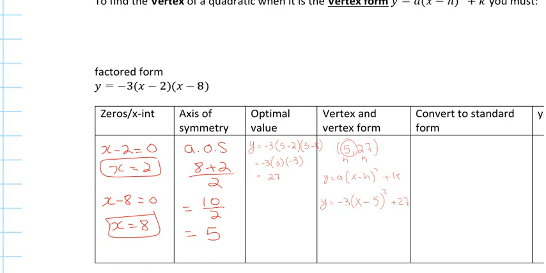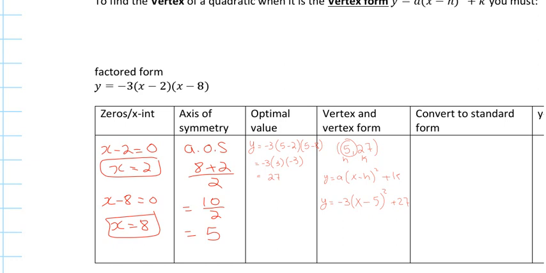Now, I want to convert to the standard form. How do you convert? Expand. Now, what do you want to expand? Do you want to take your original and expand it, or do you want to take your vertex form and expand it? Why? Because there's 2 brackets that you can expand. Okay. Why can't I start from the factored form and expand? I can, right? I can.